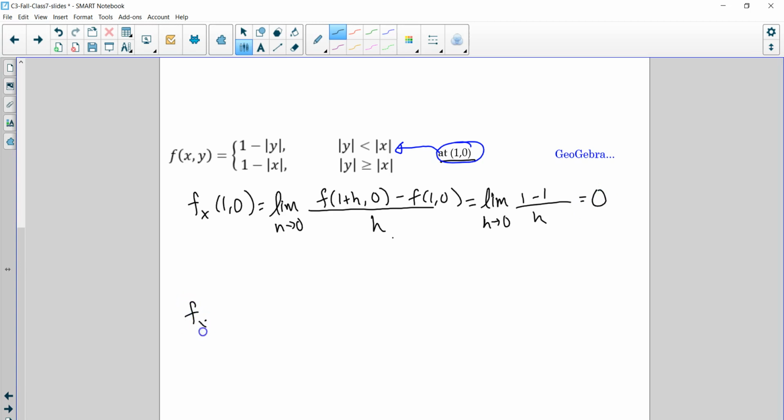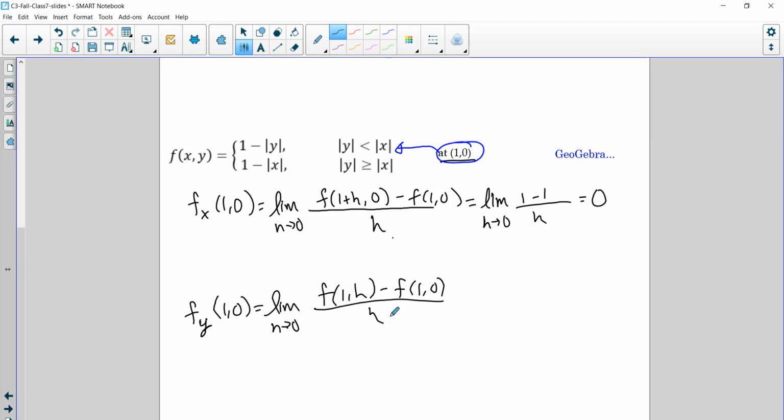Alright, and if I look at the other partial derivative, this is f sub y. Let me write that a little clearer. Of (1, 0). Okay, I have the limit as h approaches 0, and then I have numerator f of (1, h) minus f of (1, 0) all over h.